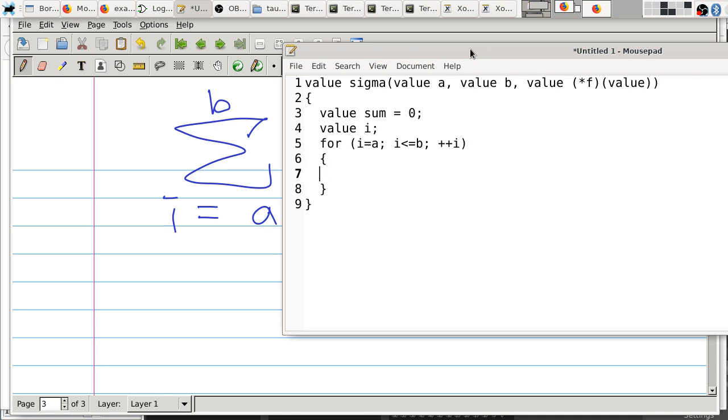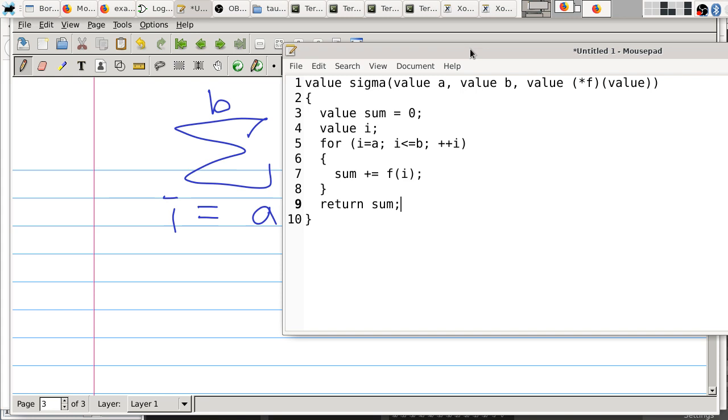Inside the loop, all I'm doing is saying sum plus equal to f of i. There are two ways to use f as a function, as a pointer to a function. This will actually work. And then after everything is done, I return sum. That becomes the value of the expression.